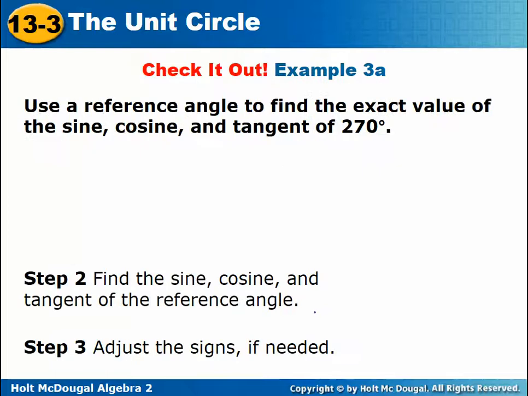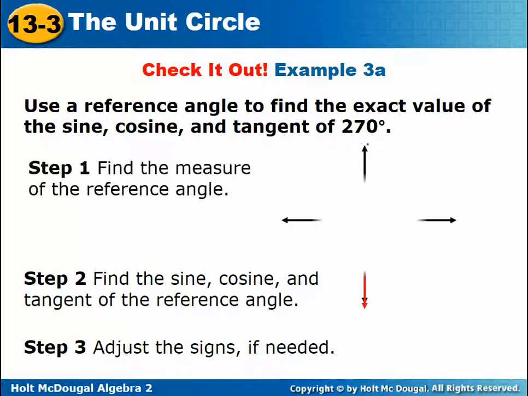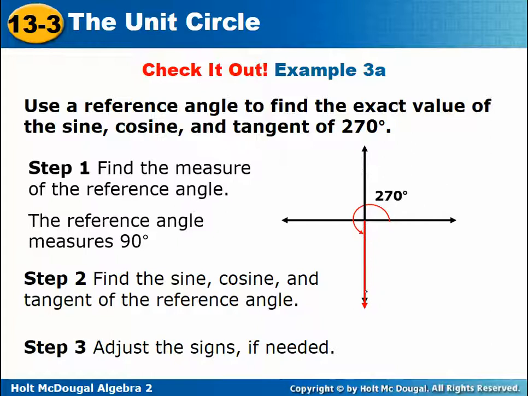All right, let's look at another example. We're going to find the exact value of sine, cosine, and tangent of 270 degrees. So the first step is to find where that lands on your coordinate system. And 270 is right here on the y-axis going down. So the reference angle for that is 90 degrees. It's very similar to if I had just gone straight up.